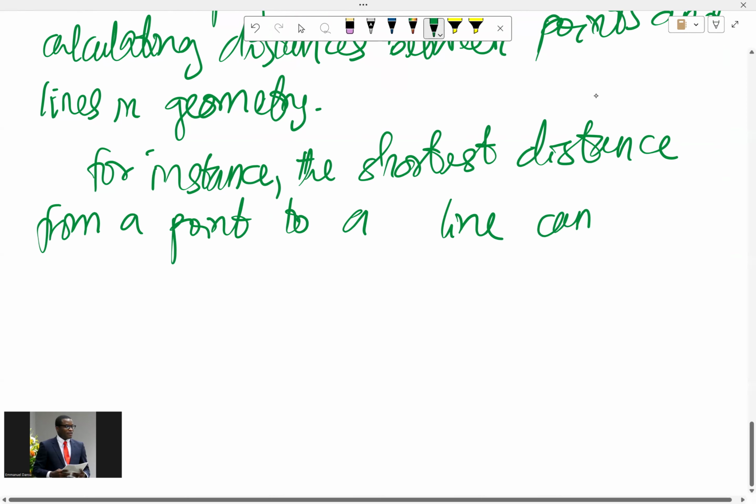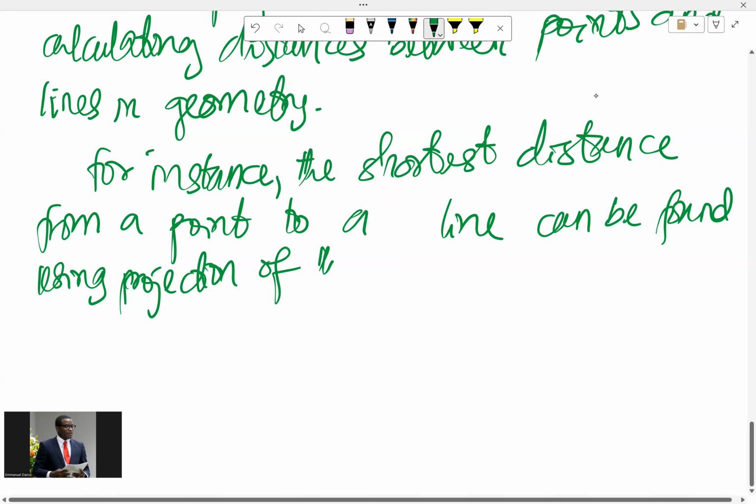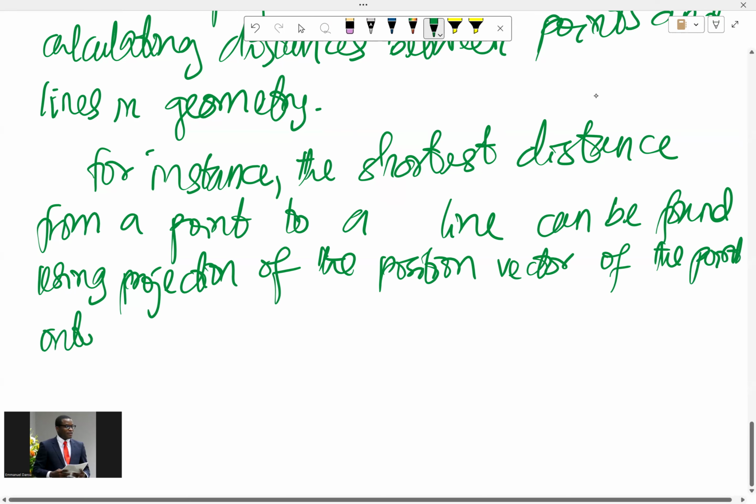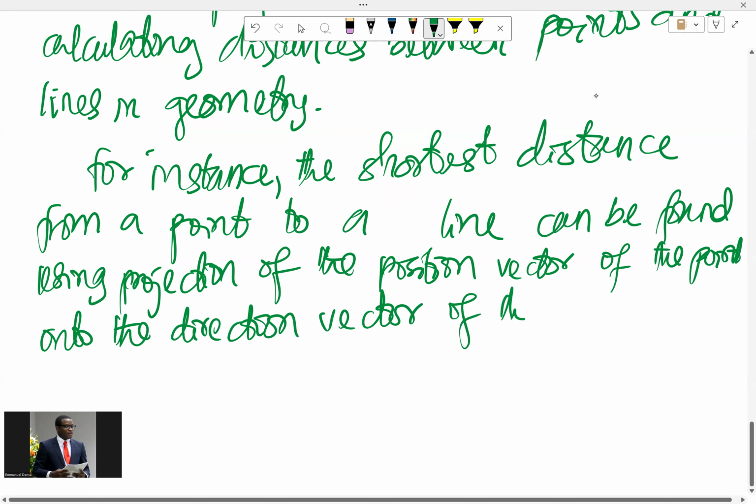can be found using the projection of the position vector of the point onto the direction vector of the line. This is like plenty English. Let's take something practical.